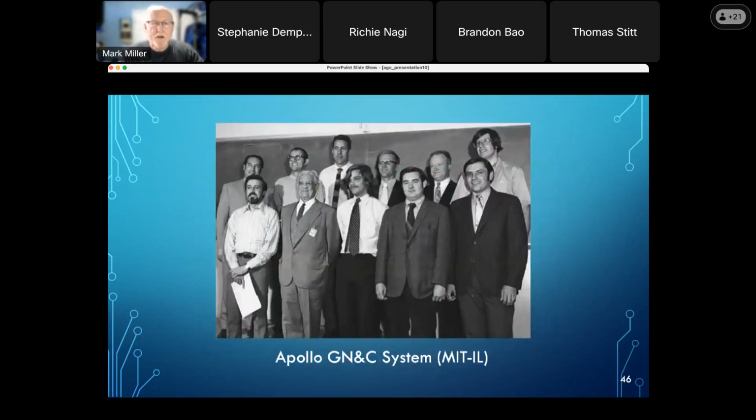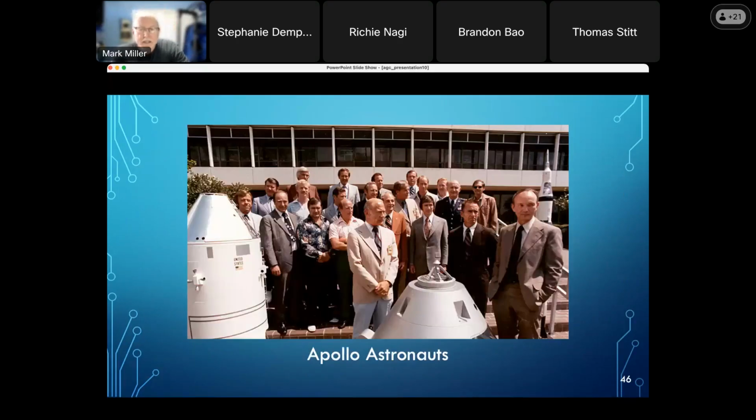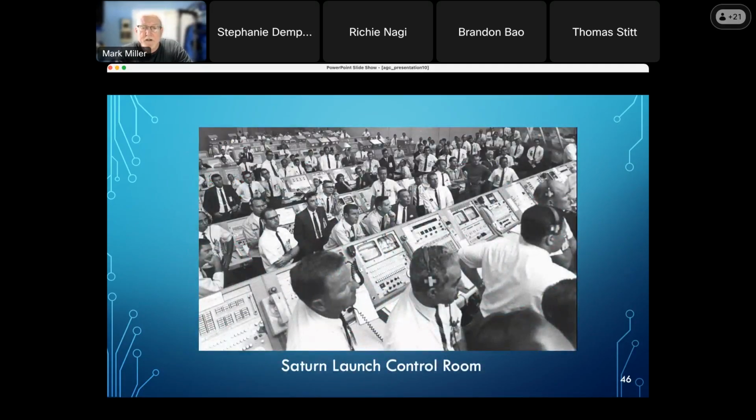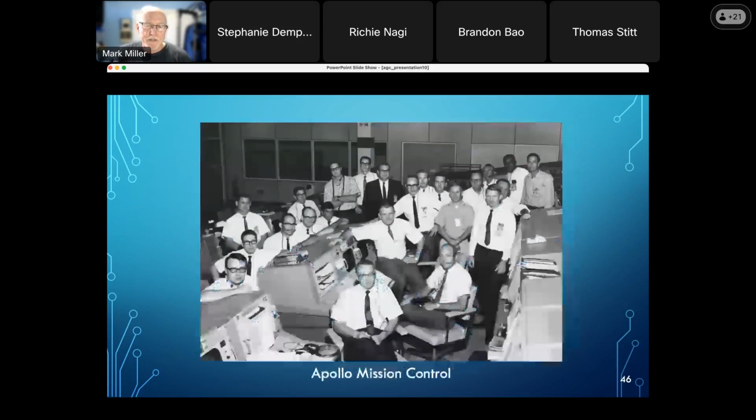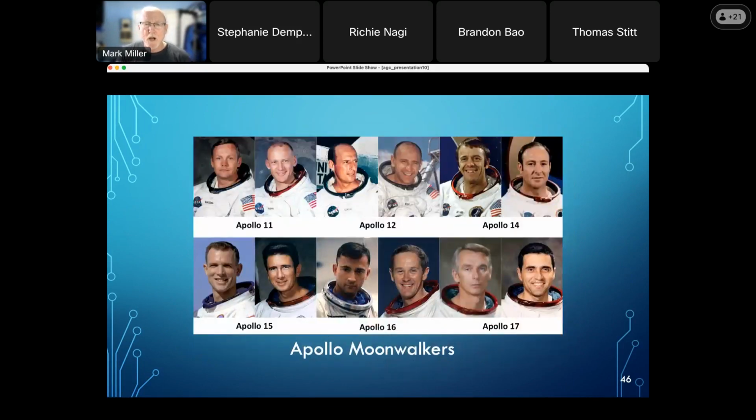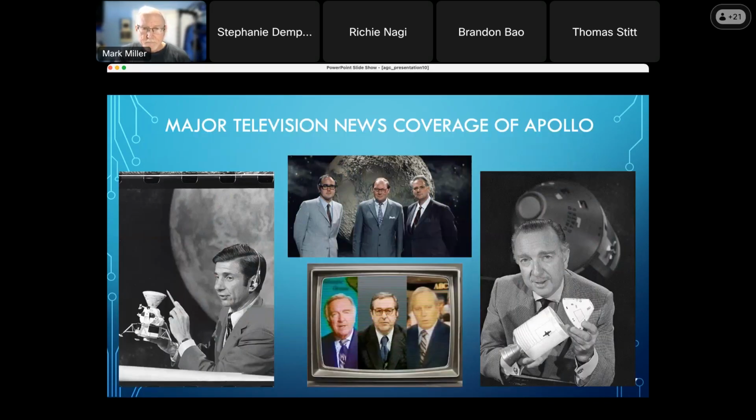These are some of the leaders of the development of the Apollo guidance and navigation system. These are all of the Apollo astronauts. These are the people in Saturn launch control. This is down in Florida, where they actually launched the Saturn from. This is Apollo mission control. These are the only people that ever walked on the moon. And this is what major television news coverage at the time looked like.